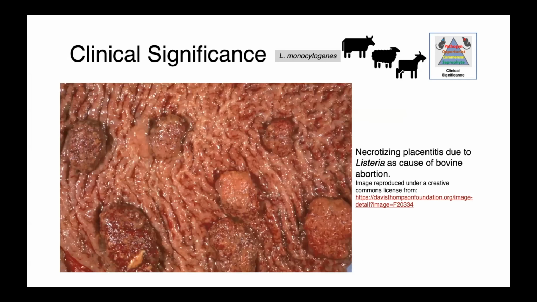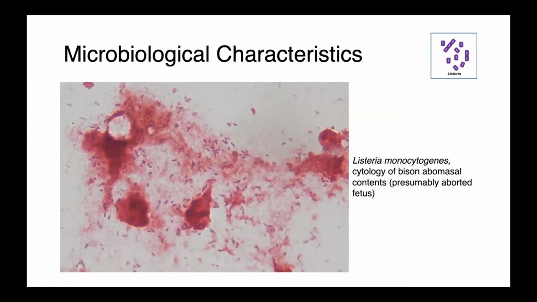Here you can see a pathological image of necrotizing placentitis due to Listeria. This was from an animal who did abort, and you can see these large necrotic cotyledons within the placenta. In this image, again, we have those bison abomasal contents. So in the aborted fetus, looking in the abomasum is a really useful place to collect a sample from which the etiology responsible for the abortion can be determined.